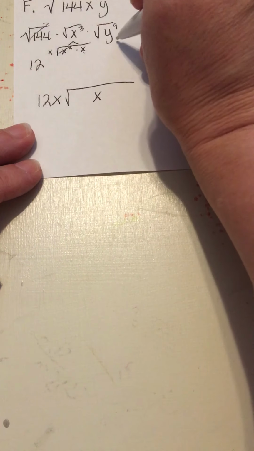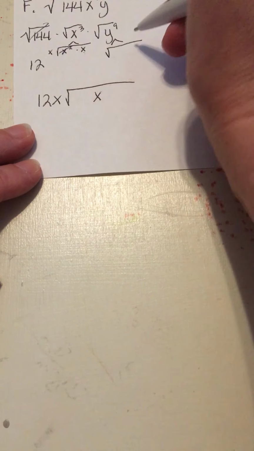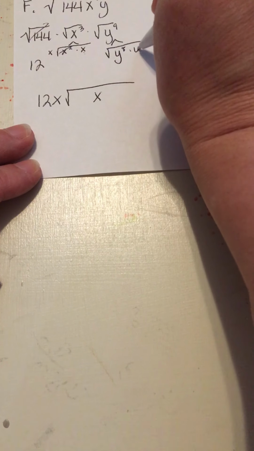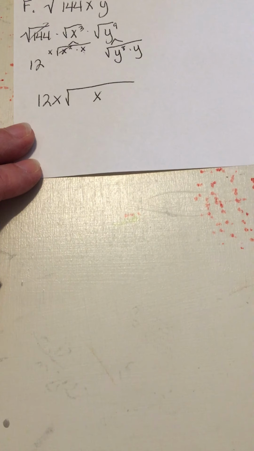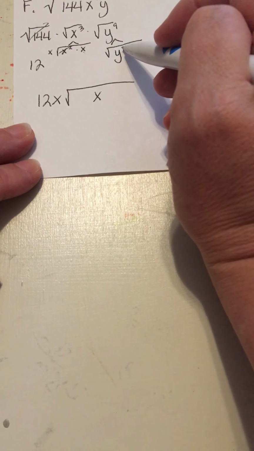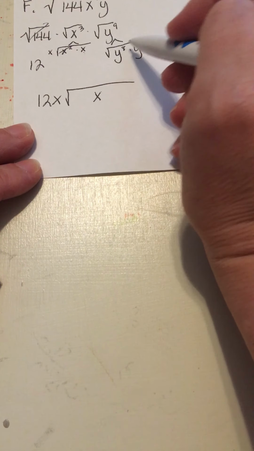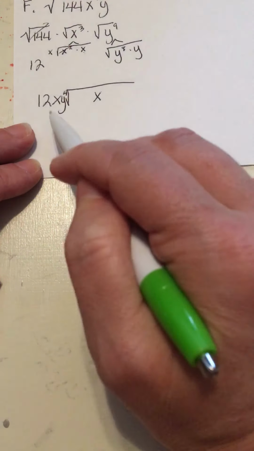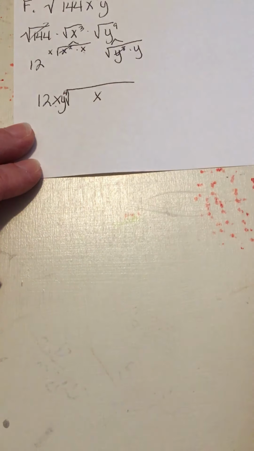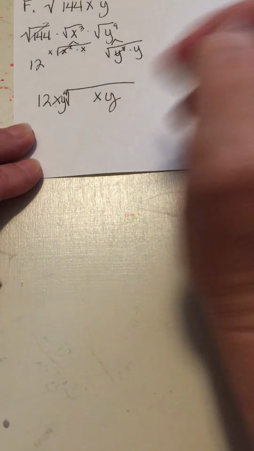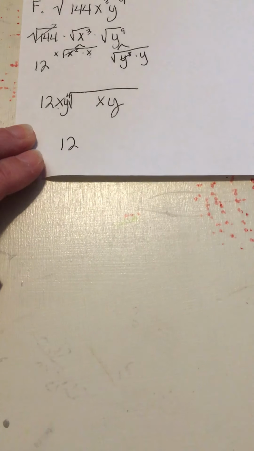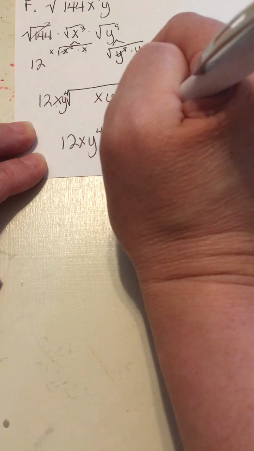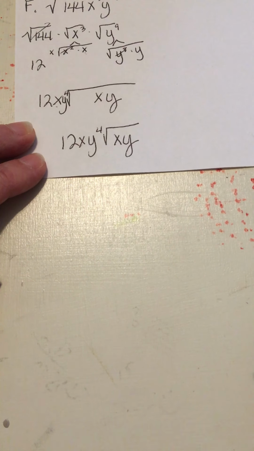And then y to the ninth, let's break that down. Again, I want an even exponent, so I can write it as y to the eighth times y. Can I take the square root of y to the eighth? Yes, I can. y to the fourth times y to the fourth equals y to the eighth. So I can take out a y to the fourth and bring it on the outside, and then I'm just left with y. So my answer is 12 x y to the fourth times the square root of xy.